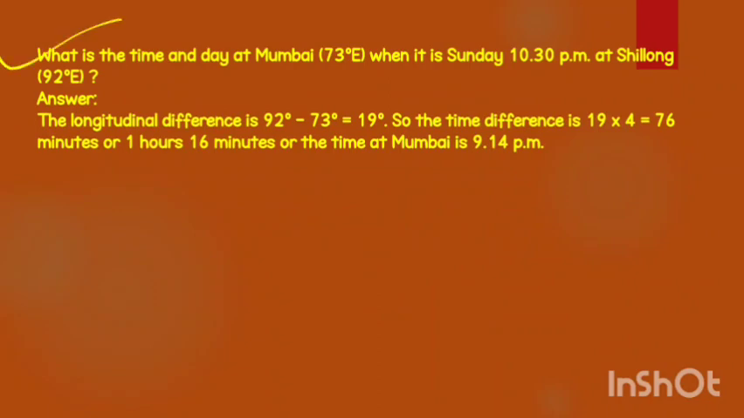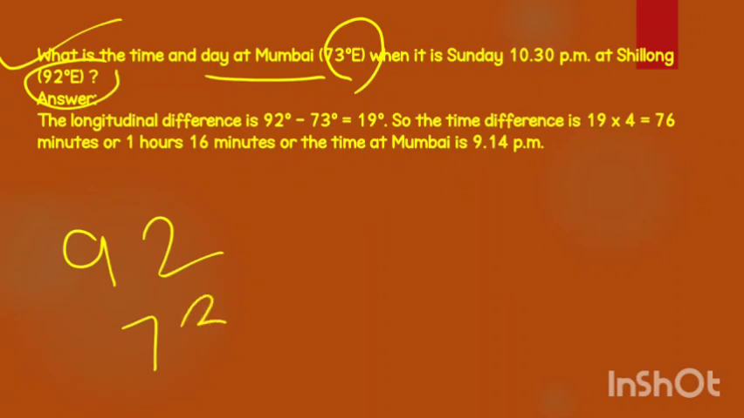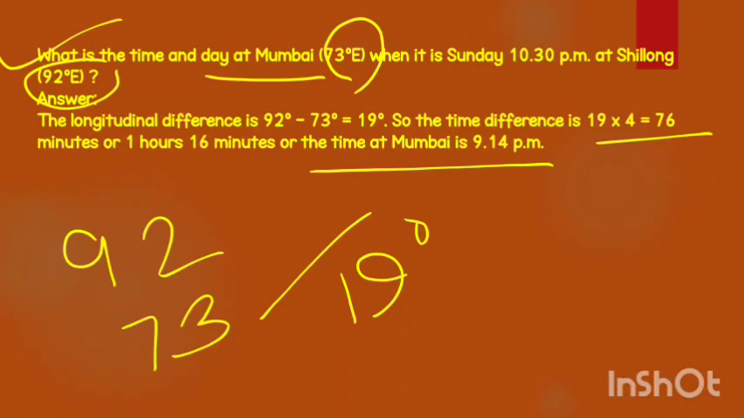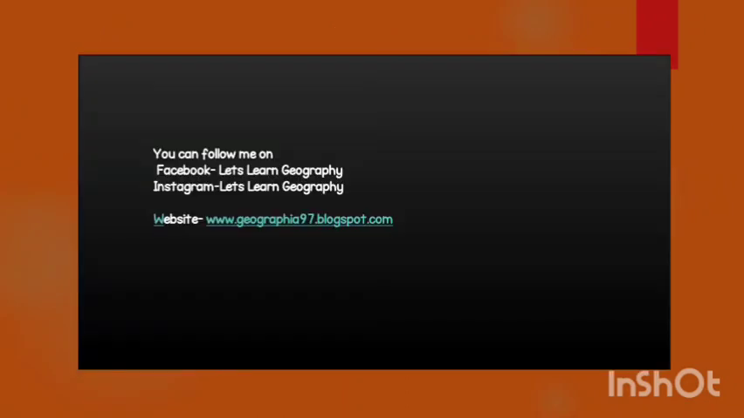And next one is, what is the time and day at Mumbai, that is 73 degree east, when it is Sunday at 10:30 p.m. at Shillong, which is 90 degree east. See, both lie in the eastern zone. So now we will subtract from each other. You will get 17 degree. 17 degree means 68 minutes, 1 hour 8 minutes. So the local time of Mumbai would be 9:14 p.m.